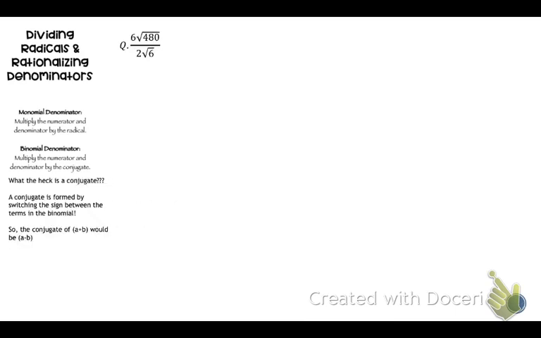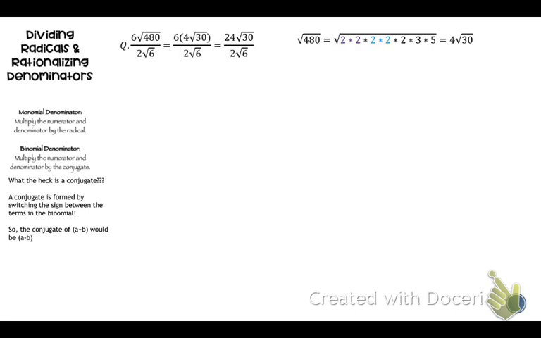So let's look at this one. 6 square roots of 480 over 2 square roots of 6. Well, simplify first. Always simplify first. It makes your life easier. So that breaks down to 2 times 2 times 2 times 2 times 2 times 3 times 5, which is 4 square roots of 30, which is 24 square roots of 30 over 2 square roots of 6. Well, that 24 over 2 can simplify to 12, so that's 12 square roots of 30 over square root of 6.